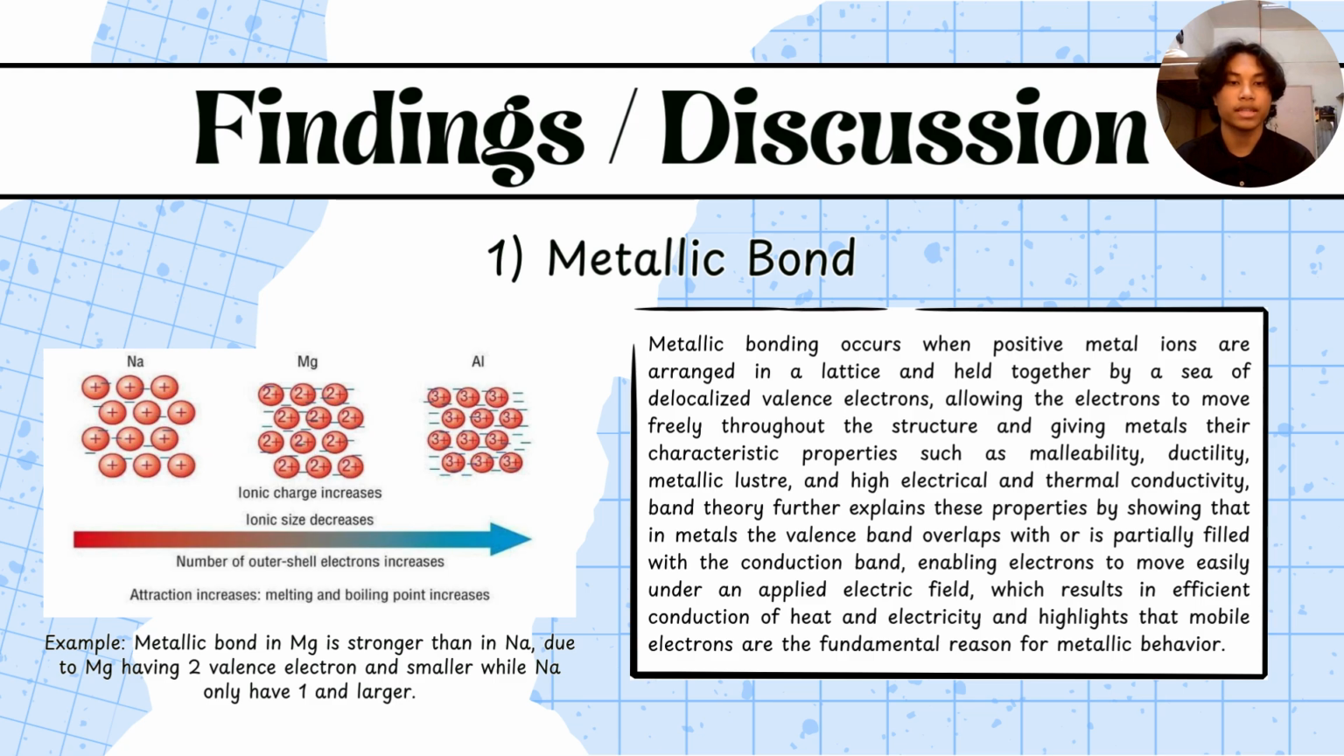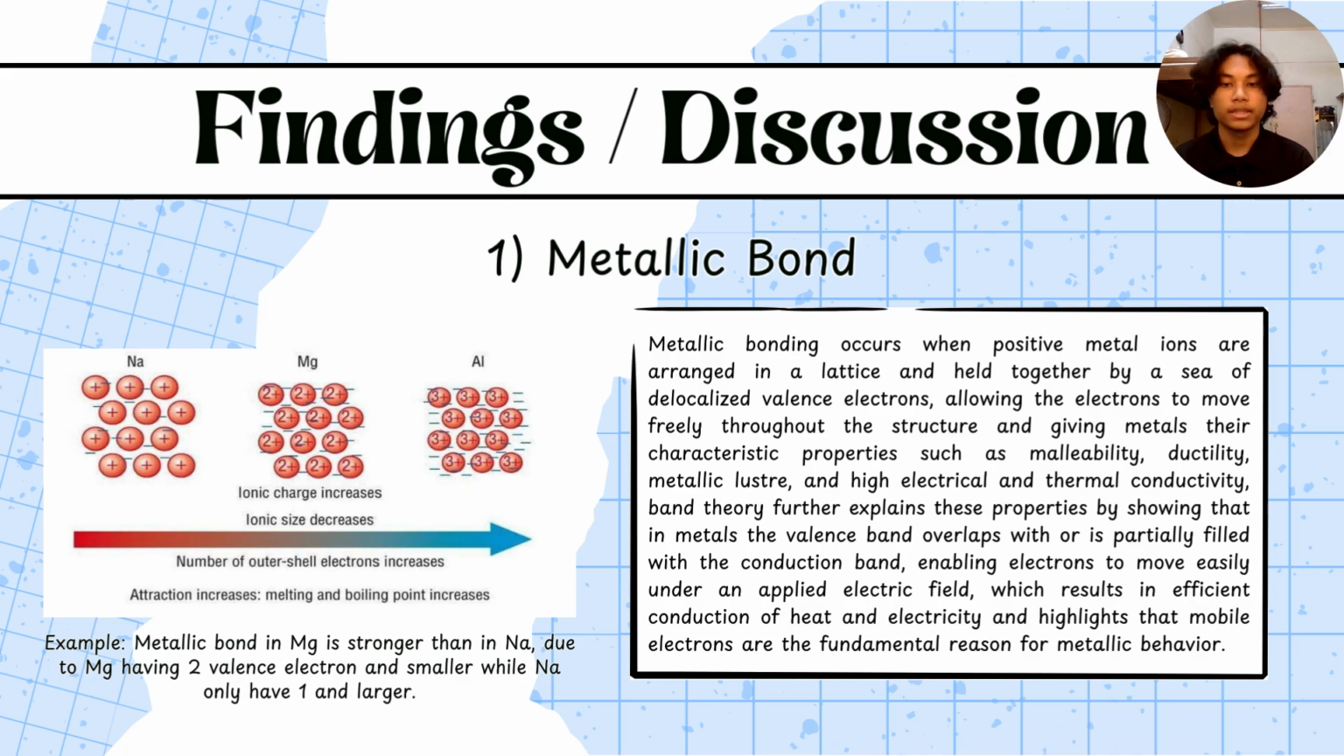Band theory further explains these properties by showing that in metals, the valence band overlaps with or is partially filled with the conduction band, enabling electrons to move easily under an applied electric field, which results in efficient conduction of heat and electricity, and highlights that mobile electrons are the fundamental reason for metallic behavior.